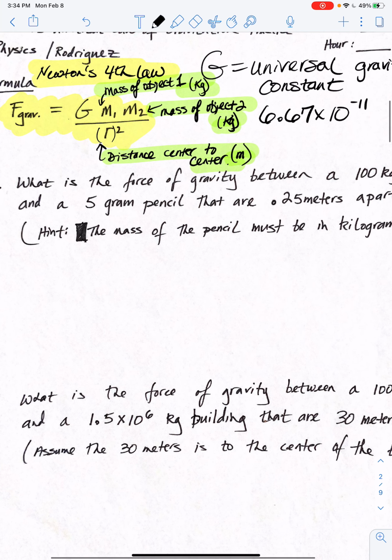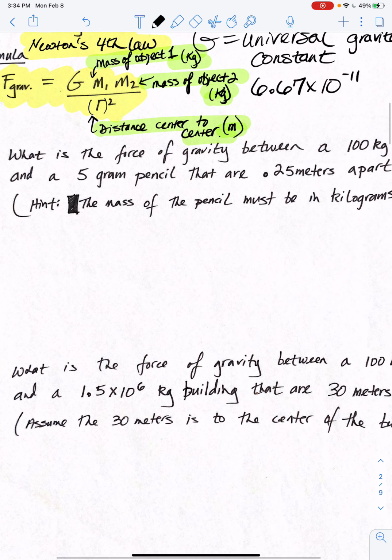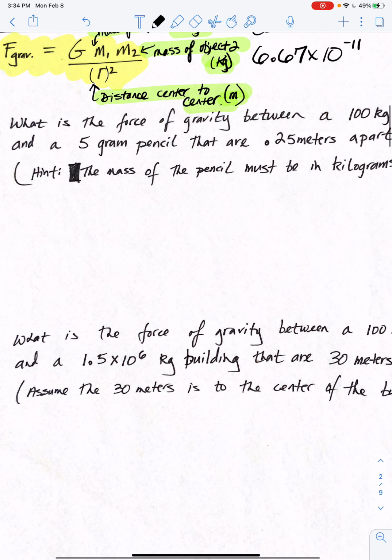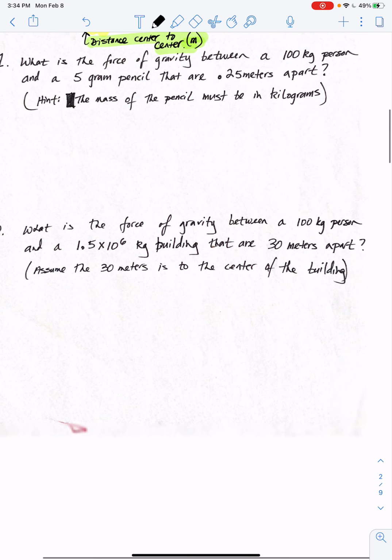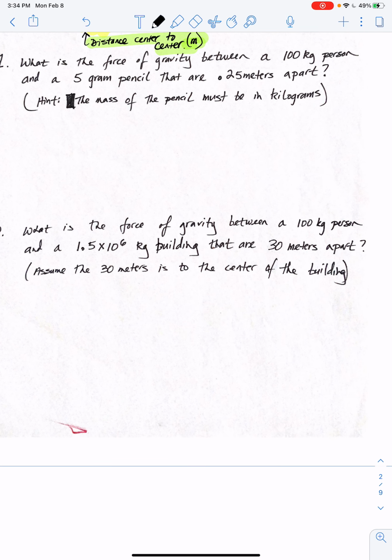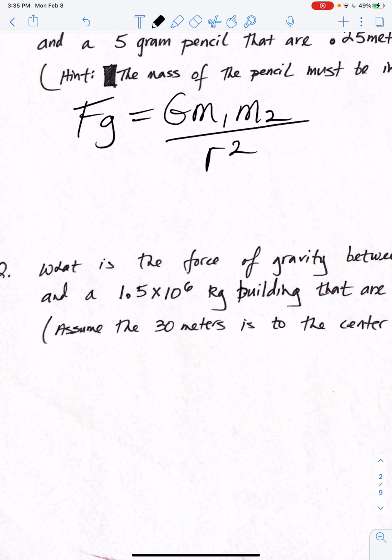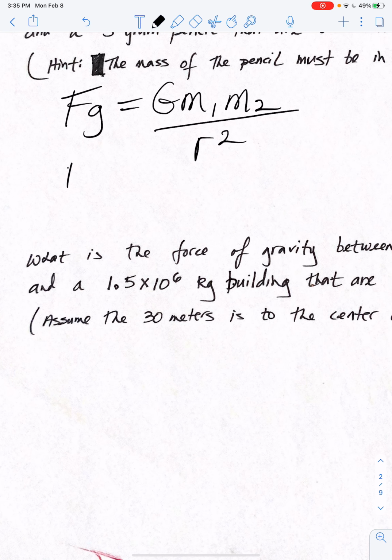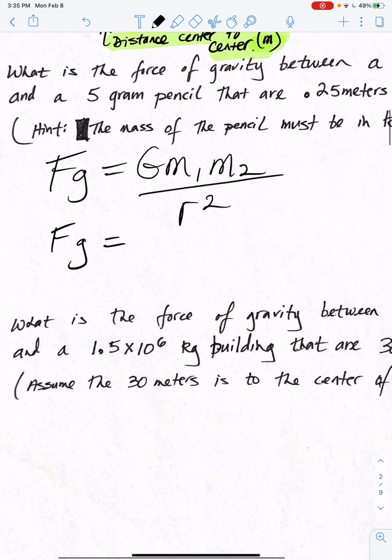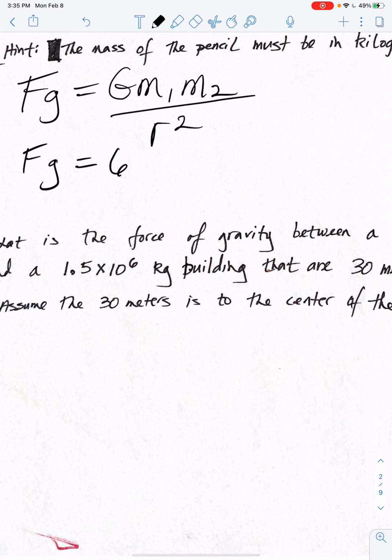Let's go ahead and look down here at this formula and how we use it. Let's give it a shot. Number 1 says, what is the force of gravity between a 100 kilogram person and a 5 gram pencil that are 0.25 meters apart? With these problems, you always want to start by writing the formula out. This helps you remember it, and it's just a good way to do problems, because you're learning the formulas. We want to know, what is this force of gravity? And we're going to go ahead and put the numbers in.